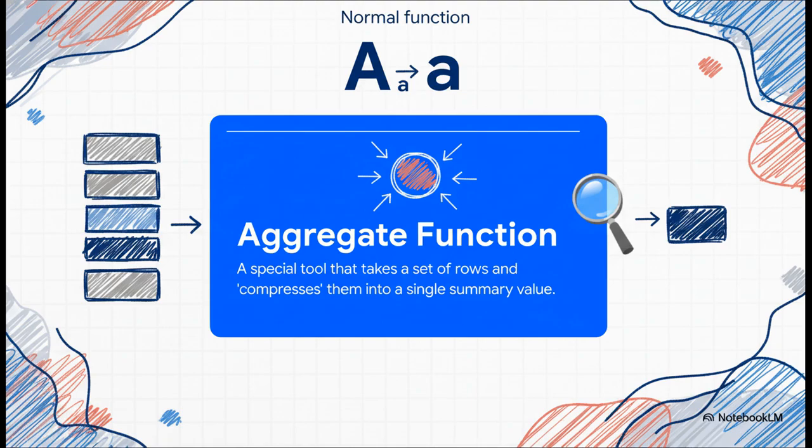See, a normal function works on just one row at a time, like maybe capitalizing a single name. But an aggregate function is totally different. It takes a whole bunch of rows, all at once, and collapses them down into one single summary value.